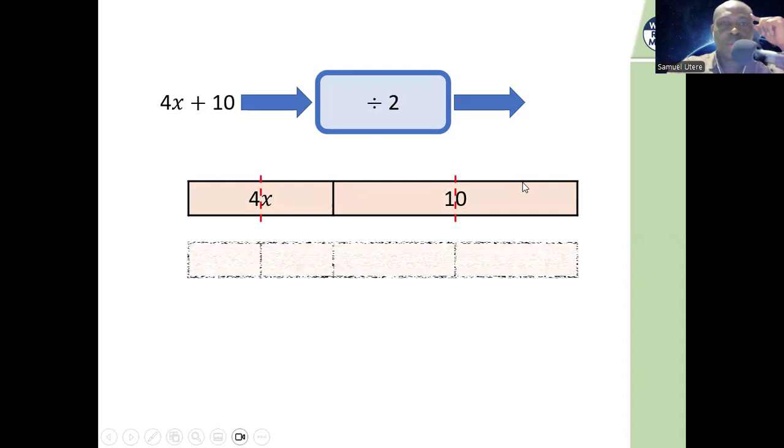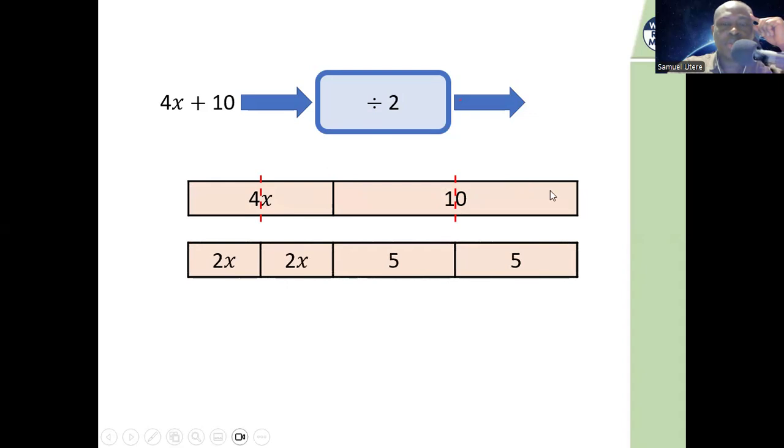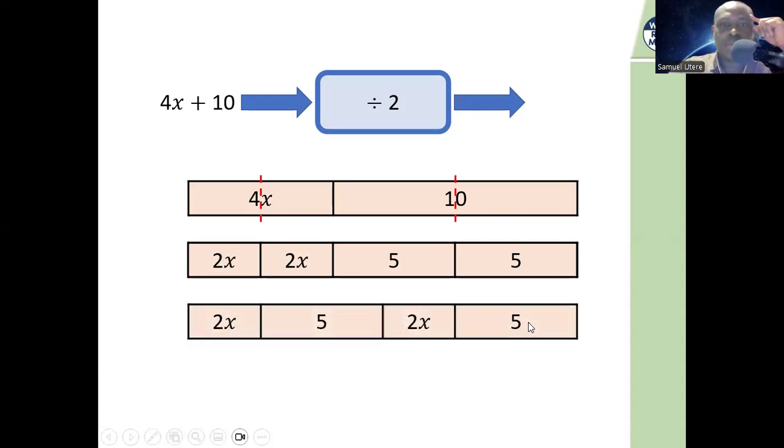Okay, we'll now have 2x and each of the other bars will be 5. Now we can rearrange it to show what actually happens, because now we have this bar which has been split into 2 and the other one which has been split into 2. So if we rearrange it by splitting these, we're going to get 2x add 5. So the result of 4x plus 10 divided by 2 is actually 2x plus 5.